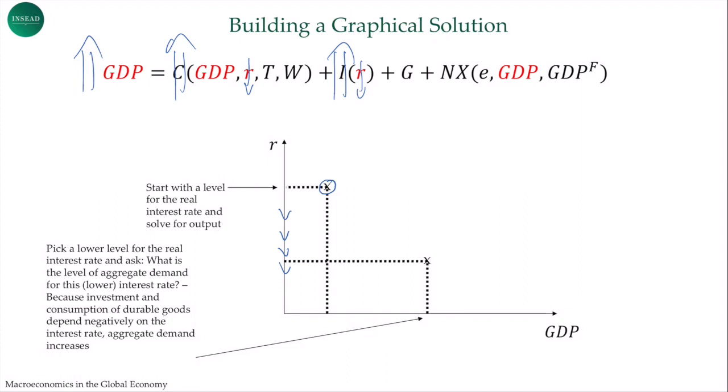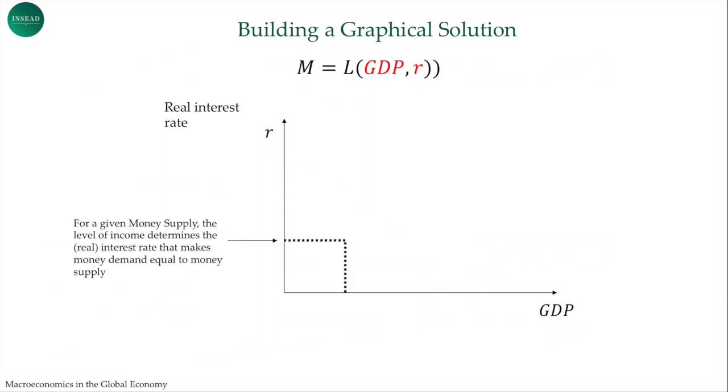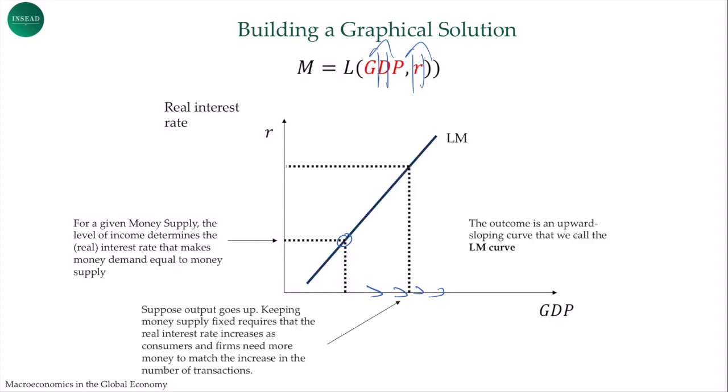Let's do the same thing for the second block, the second market, which is the money market. Same logic, we start somewhere in this space and assume that at this intersection we have equilibrium in the money market, supply equal to demand. Let's move one of the variables. I'll move the GDP to the right. In this case, as GDP increases, money demand will increase because there's more liquidity need for transactions. Given that the money supply is constant, that means the interest rate is going to increase. In other words, as I move to the right, I need to move up. Therefore, the LM curve is going to be upward sloping.